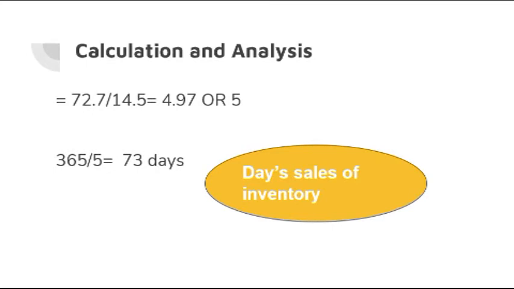Now, it means that for Home Depot, if it's going to sell a product A, it will take 73 days for the company to sell the product A to the customers. Now, let's say that you are an investor and there is one firm which has days sales of inventory amounting to 73 days, and there is firm X with days sales of inventory of 60 days.